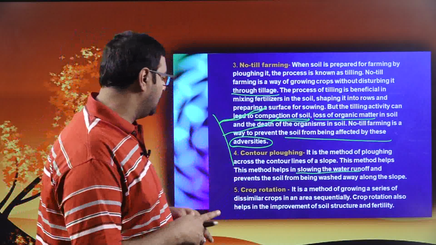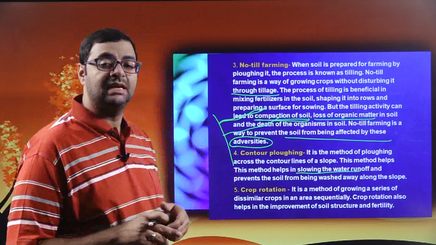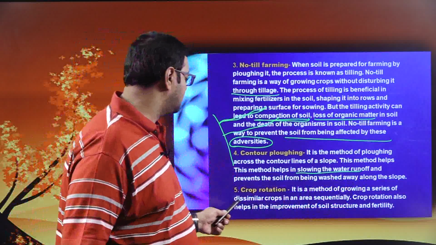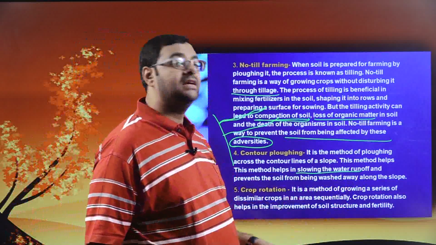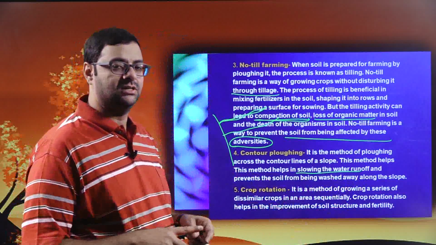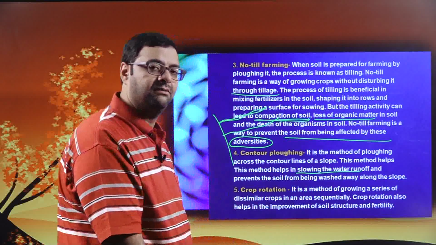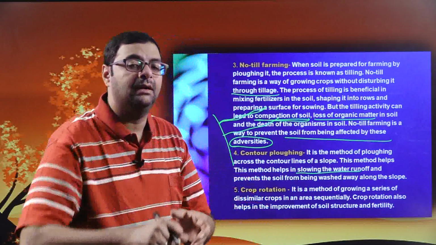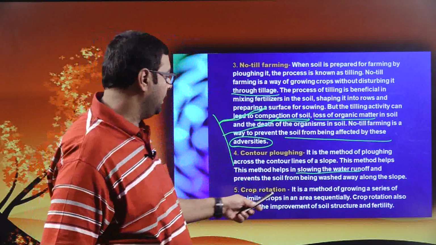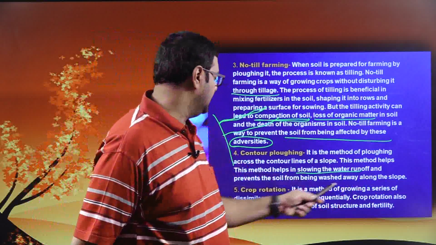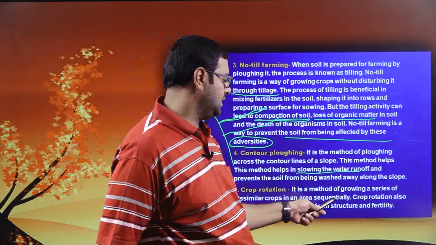Then you have crop rotation. This is a very, very basic thing that the farmers do. It is a method of growing a series of dissimilar crops in an area sequentially. So say for example, if there are 2 rows of one type of crop here, the third row will be a different crop. It is a method of growing a series of dissimilar crops in an area sequentially.